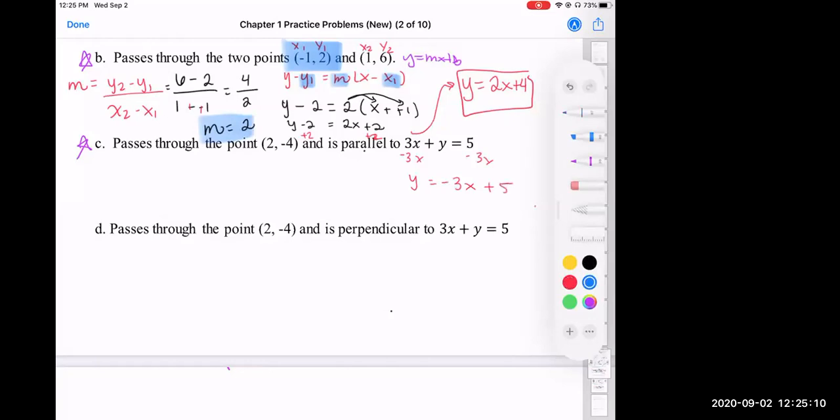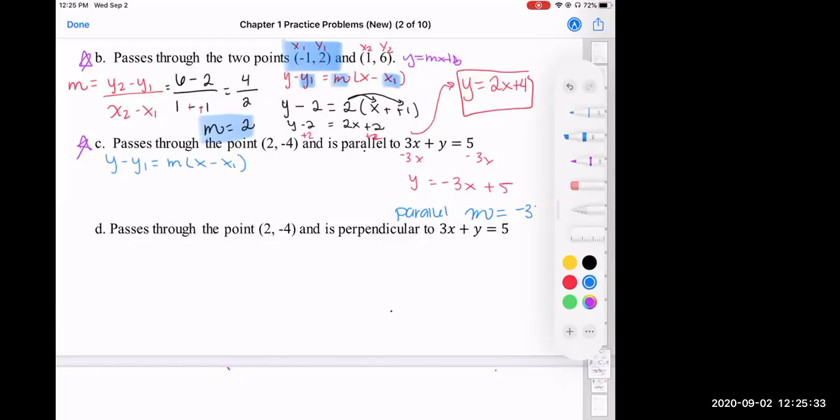So if it's going to be parallel, my slope needs to be the same. So I'm stealing that slope of negative 3. Now let's go ahead and create my line. We'll use the same equation as before. Y minus y1 is equal to m times x minus x1.